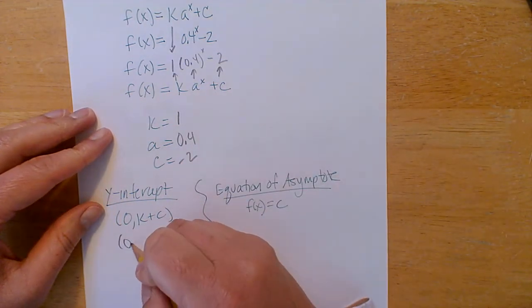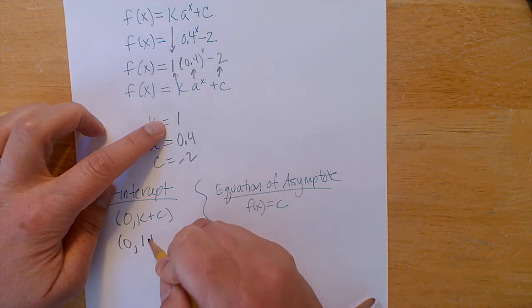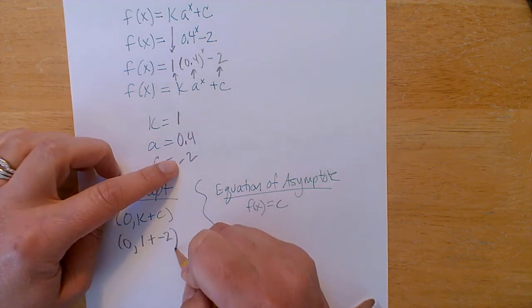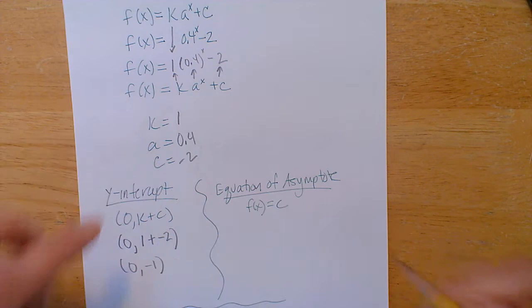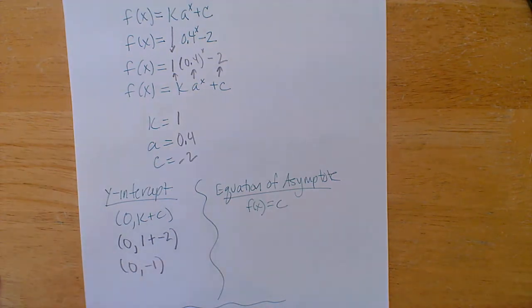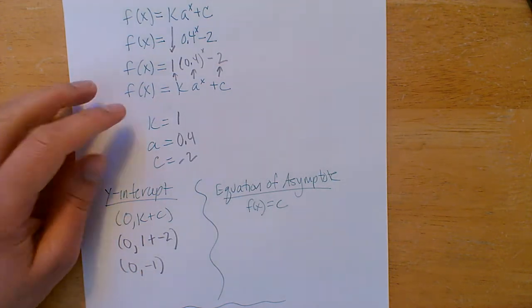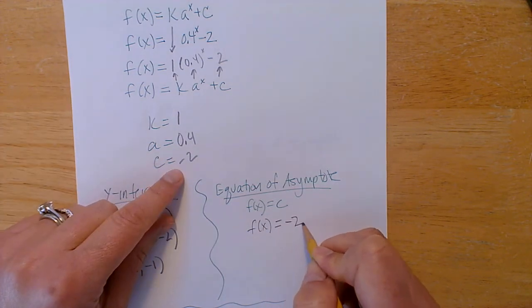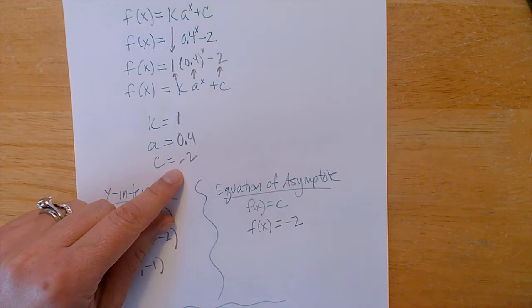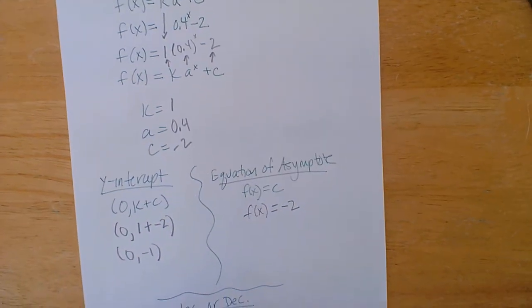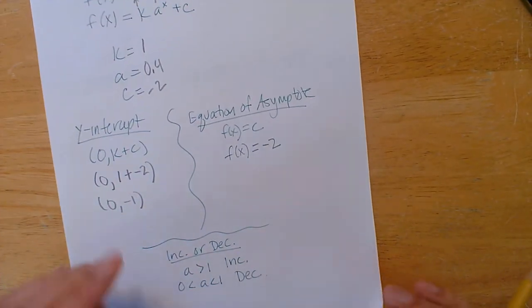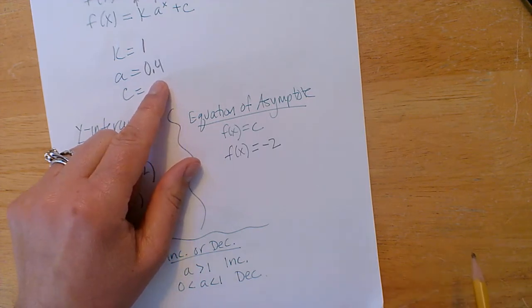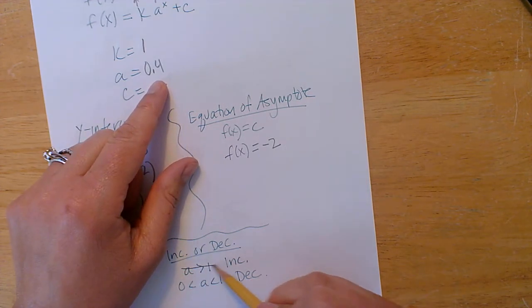Let's find our y-intercept, 0, k, 1 plus negative 2. So be careful. This is actually dropping it down now. So our y-intercept was dropped down to 0, negative 1. What's our asymptote? Our asymptote was actually f of x equals negative 2. So our asymptote was dropped down lower to negative 2. Okay, let's see if it's increasing or decreasing. 0.4. Well, 0.4 is definitely not greater than 1.